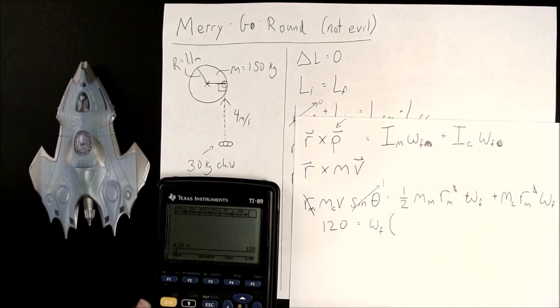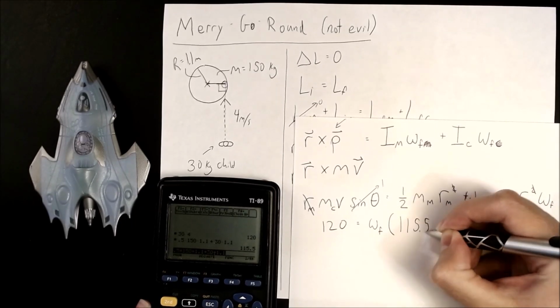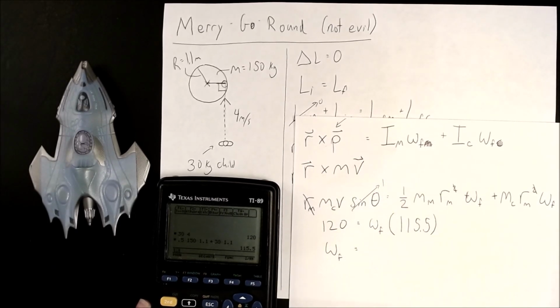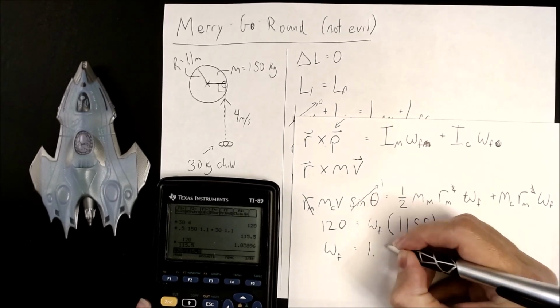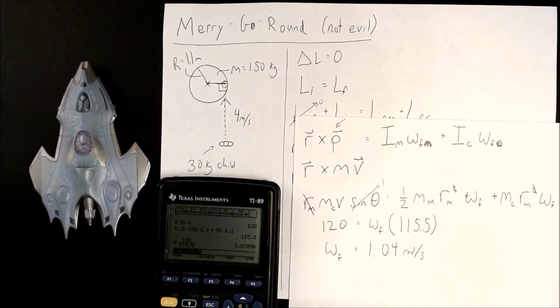So that's 1/2 times the mass of the merry-go-round, 150 kilograms, times the radius of the merry-go-round, 1.1 meters, plus the mass of the child, 30 again, times the radius of the merry-go-round, 1.1. And we get 115.5. Then we can solve for omega final, and that's just going to be 120 divided by 115.5, which is 1.04 radians per second.